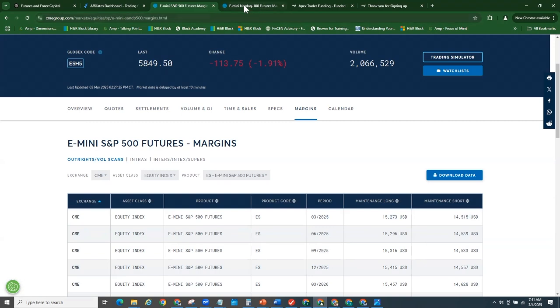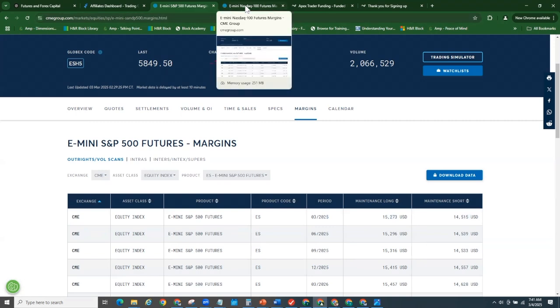Now, there's another way that you can do it, and that's through proprietary trading and prop firms. I'm going to touch on that at the end.